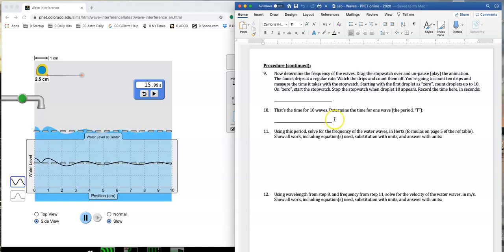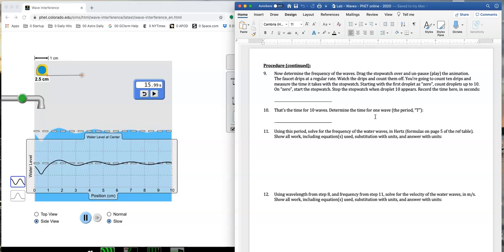Sorry, it's nine. The time for 10 waves is number nine. Number 10 is the period, the time for one wave. So if you have the time for 10 waves in number nine, and you want the time for one wave in number 10, think about what you might need to do for that. So I'm writing that down right now. And so now I have the period. That answer, number 10, is called the period.